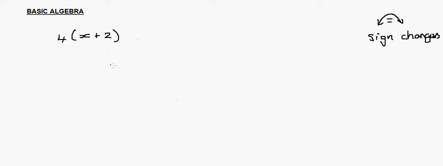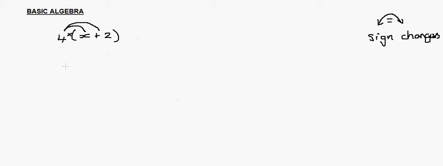Okay, when we're using algebra, we don't like brackets. We want to get rid of them, usually, as much as possible. Sometimes we'll use them to factorize in higher algebra, but in basic algebra we want to get rid of them. Now everything in the bracket is going to be multiplied by 4. So 4 multiplied, let's put a times in there, so 4 times x and 4 times 2.